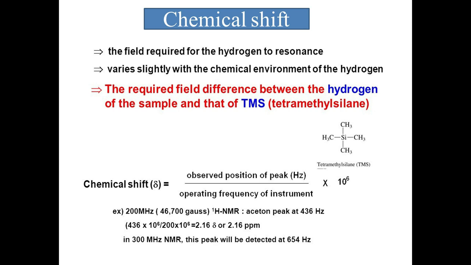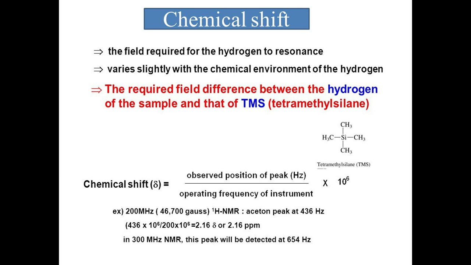So record the difference between the hydrogen of the sample and TMS, or tetramethylsilane, the standard reference. Why can we use TMS? Because TMS is chemically and environmentally the same, so we get a single peak. So what is chemical shift?